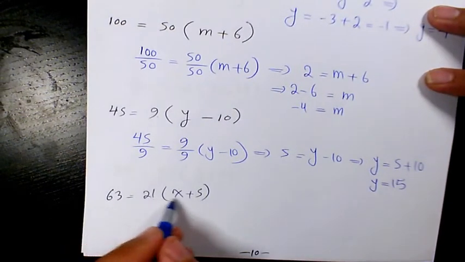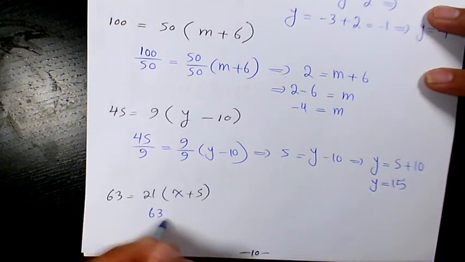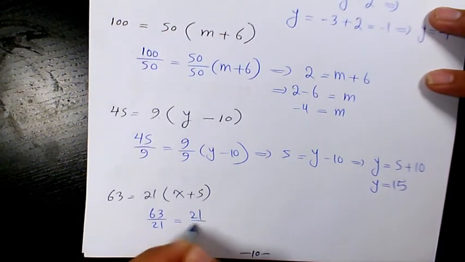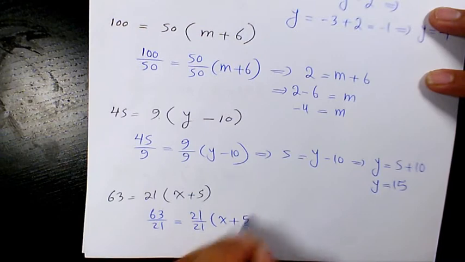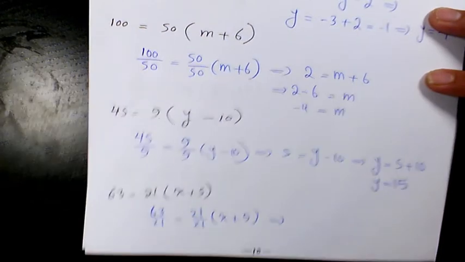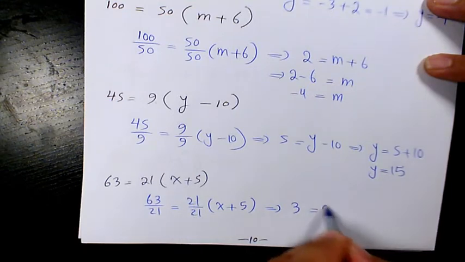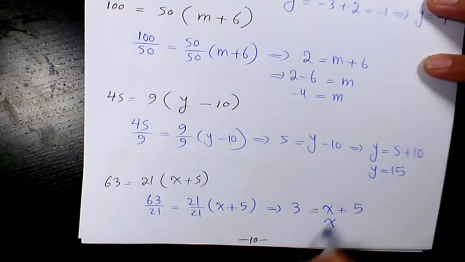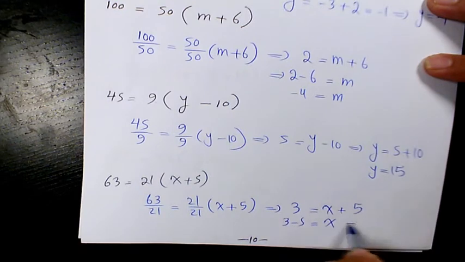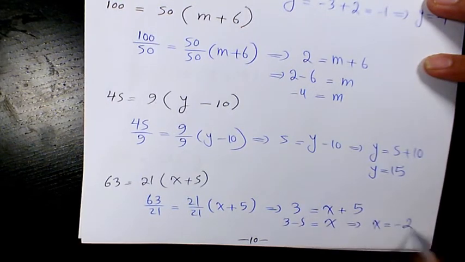63 equals 21 times x plus 5. So we have 63 divided by 21 and 21 divided by 21, x plus 5. 63 divided by 21 is 3, and 21 divided by 21 is 1, x plus 5. So x equals 3 minus 5. So we have x equals negative 2.